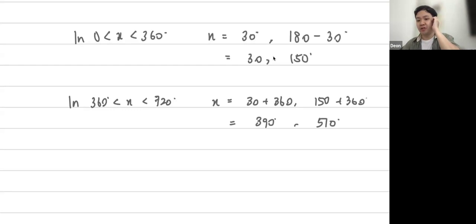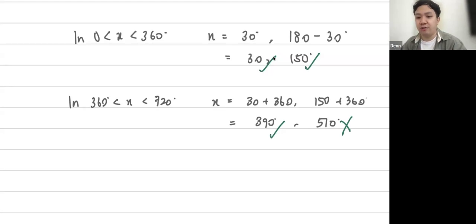Once I have considered both circles, I start to look at which angles do not fit what I want, right? So I know that this fits, this fits, this fits, but this does not fit, right? So for this part only, I have three answers: 30, 150, and 390.